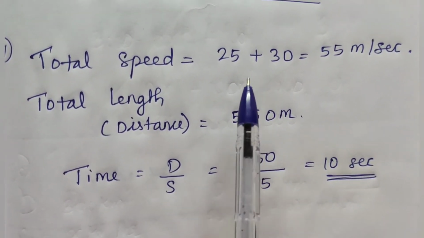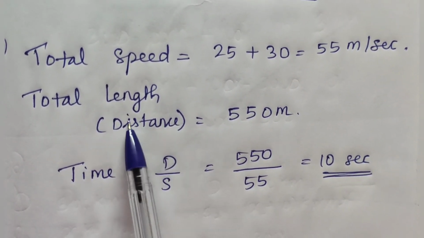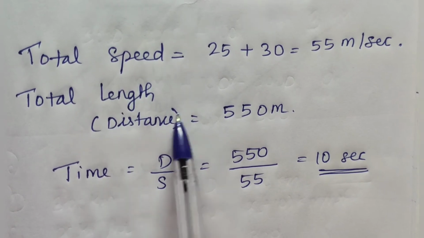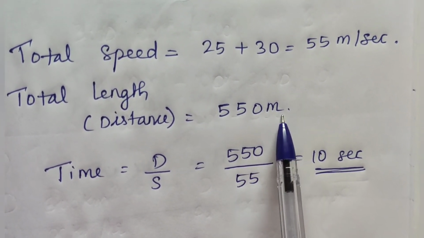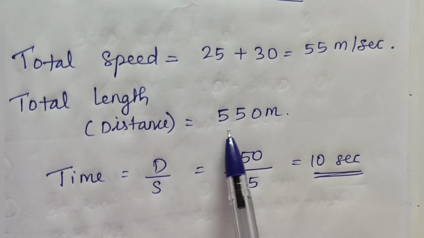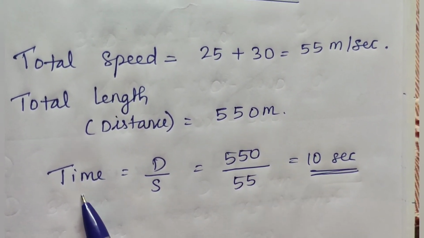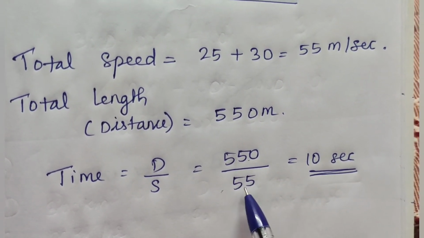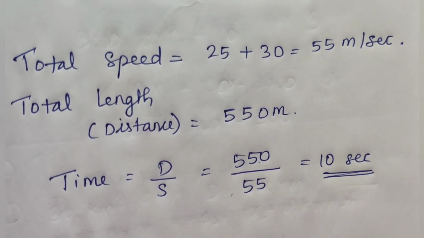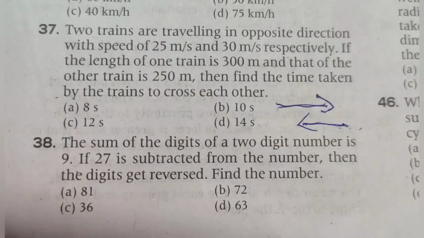Total speed is equal to 25 plus 30, 55 meter per second. Total length is total distance, which is 550 meter, because one train is 300 meter and another train is 250 meter. Time taken is equal to distance divided by speed, 550 meter divided by 55, 10 seconds. So the two trains take 10 seconds to cross each other.